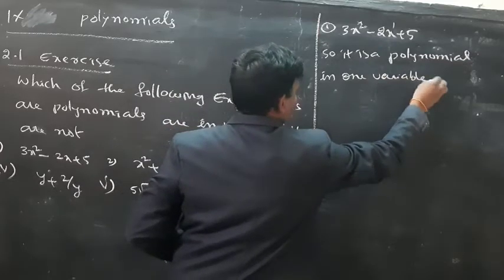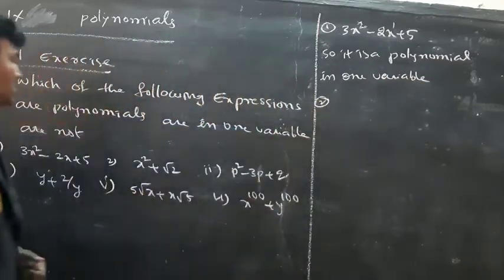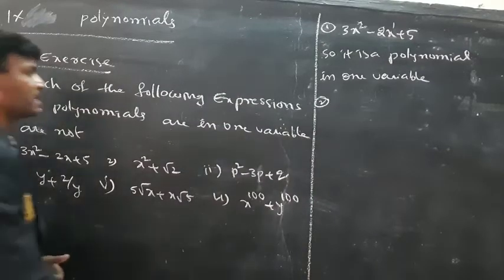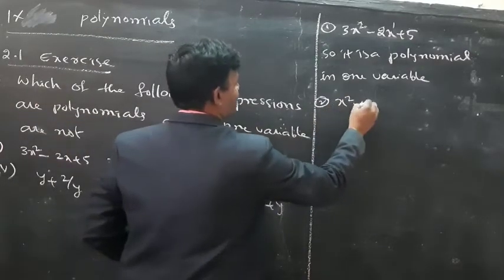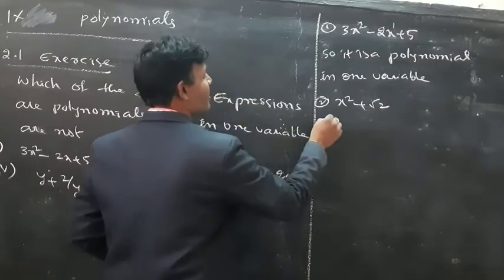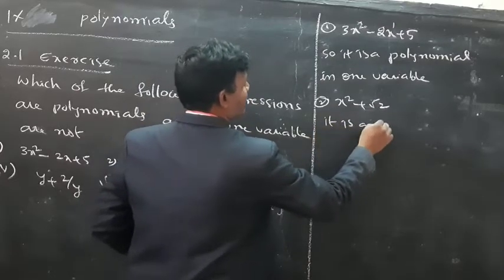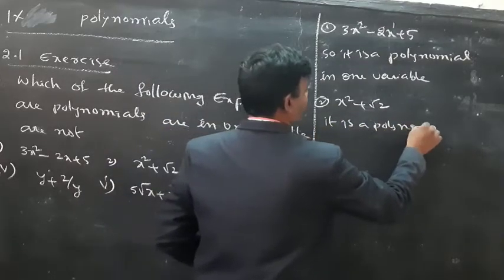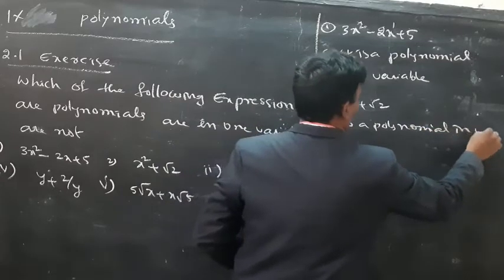Now move to the second question. What is the second question? x square plus root 2. It is a polynomial in one variable.